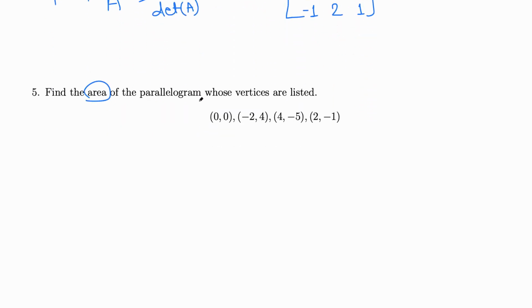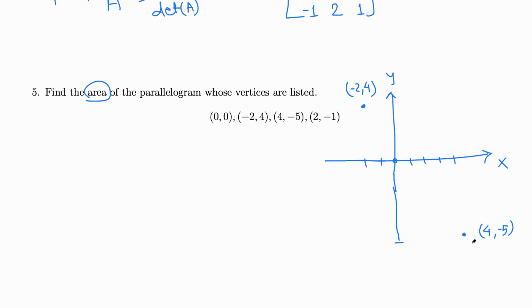Okay, and here find the area of the parallelogram whose vertices are listed. So if we draw here, 0, 0 would be here. Okay, that's good because it's in the standard position now. Negative 2, 4, somewhere here, and 4, negative 5, 1, 2, 3, 4, negative 5. This is negative 2, 4, and 2, negative 1, so 2, negative 1.